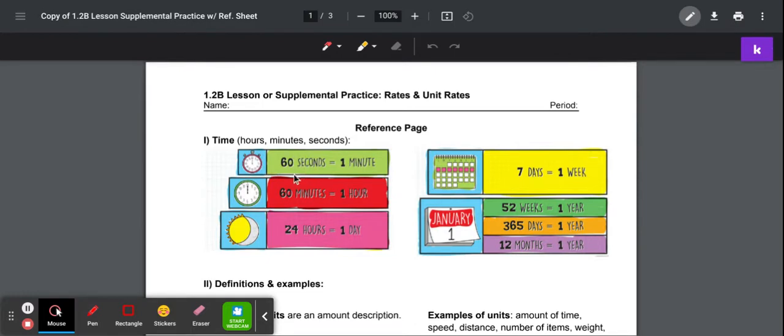So for example, 60 seconds would be equivalent to 1 minute. 60 minutes is equivalent to 1 hour. And 24 hours is equivalent to 1 day.